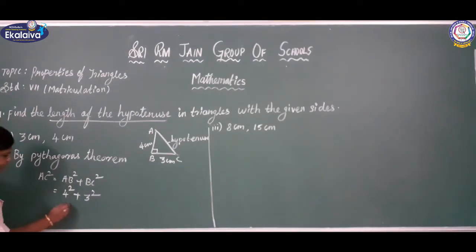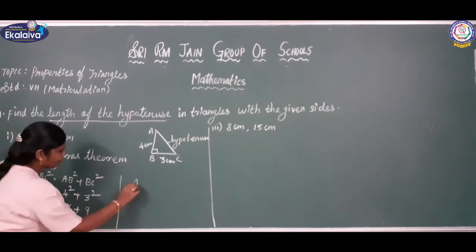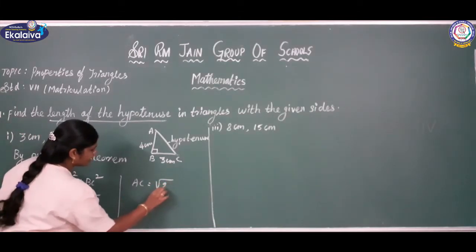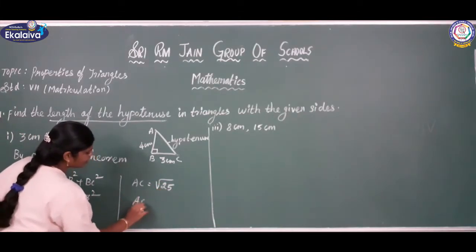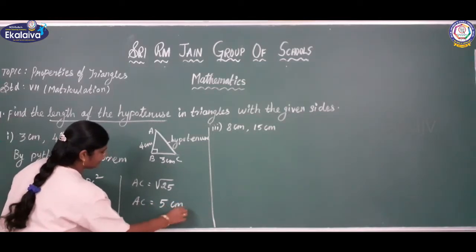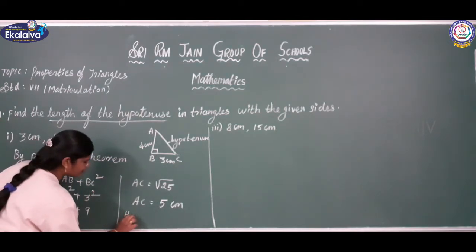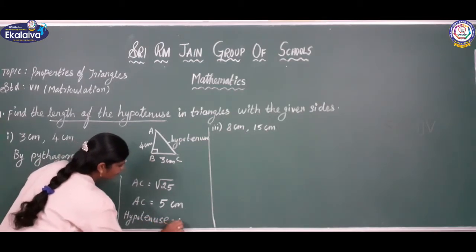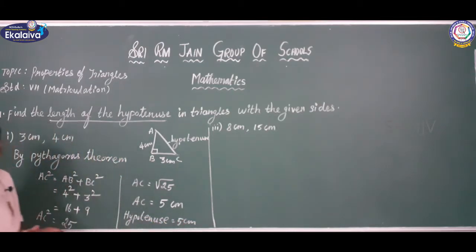4 square 16. Plus 3 square 9. Okay. So AC square equal to 16 plus 9, what will you get, children? 25. So AC equal to, the square will change to square root. So square root of 25. So what will you get, children? Square root of 25 equal to 5. 5 centimeter. Okay. So the hypotenuse equal to 5 centimeter. Is it clear, children?